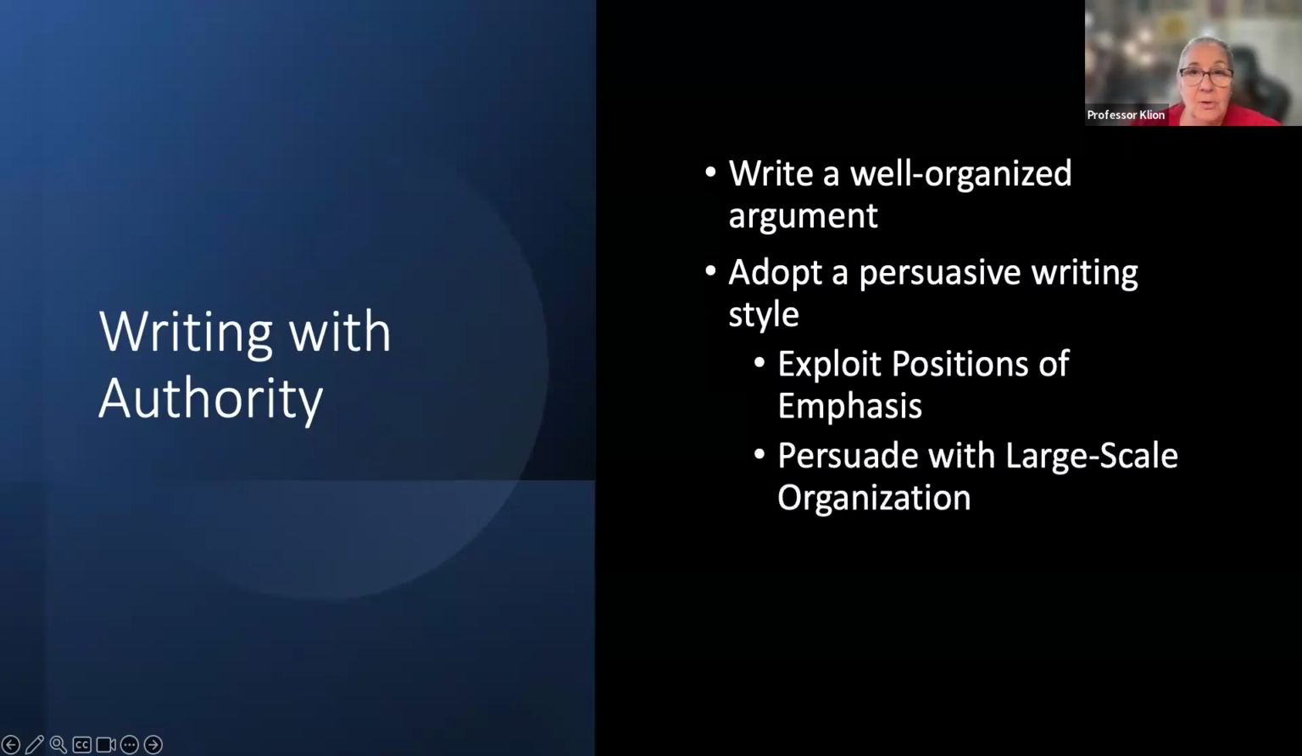And also, you persuade with your large-scale organization. When you're doing your large-scale organization and when you are arranging your argument, you want to start with your strongest point first if you have a multi-issue argument. Your book starts talking about the organization of a single legal argument. It is really good. Read it.